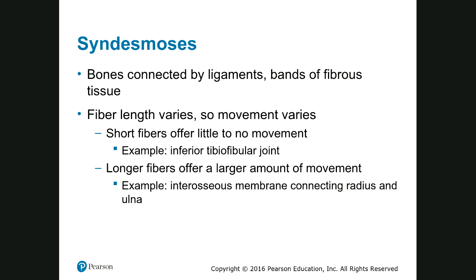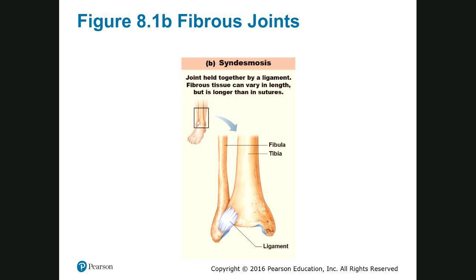Syndesmosis, these are bones connected by ligaments or bands of fibrous tissue, and these vary in movement. Some can move a little bit and some don't really move at all. So we can look at this with the radius and the ulna, or we can look at this with the tib-fib joint. You can see the ligament here. We can twist our foot around just slightly, but these bones do not move away from each other.